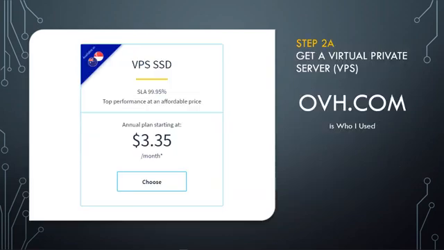So step 2 is actually getting the VPS. Now, I happen to choose ovh.com. It's hosted in Canada and happens to be very inexpensive to get an entire server. The option that you would choose is called a VPS SSD, and it's $335 per month.